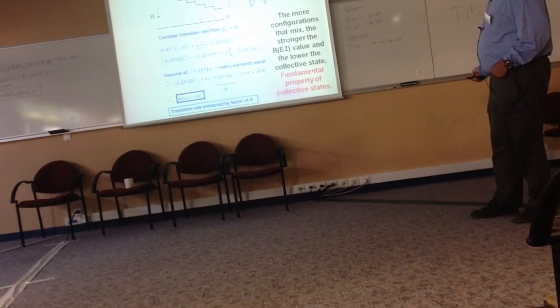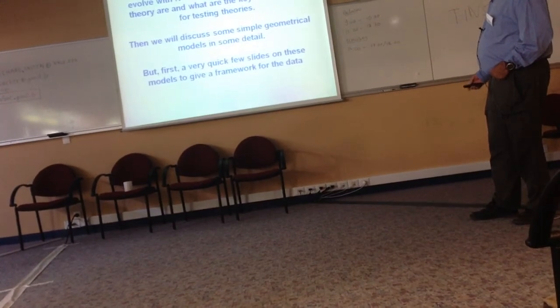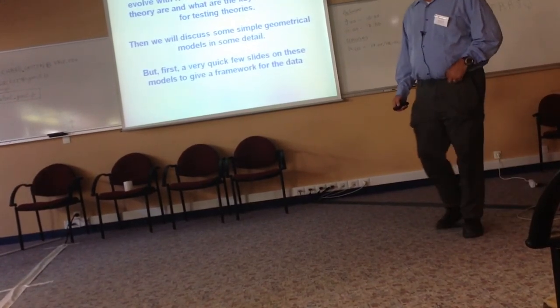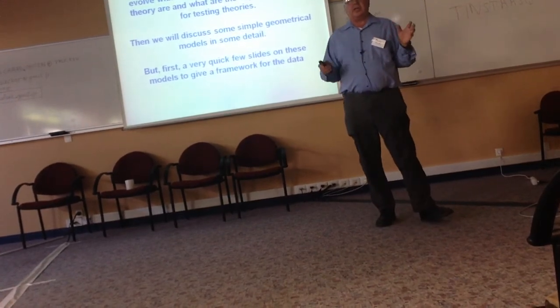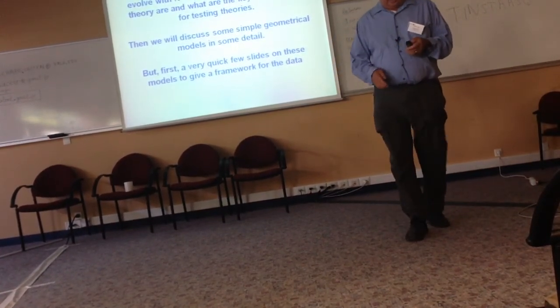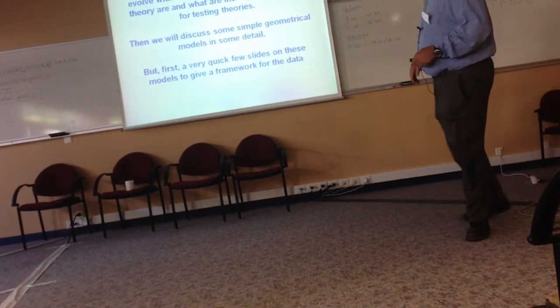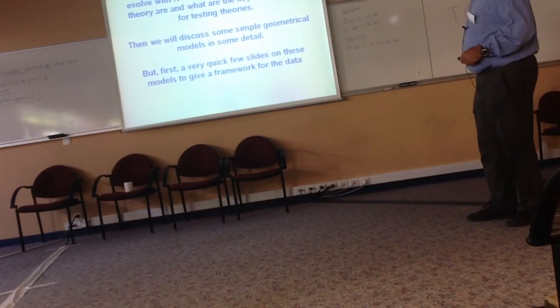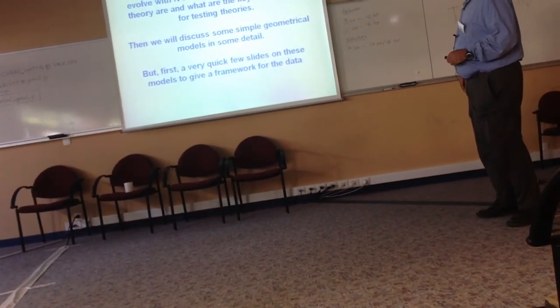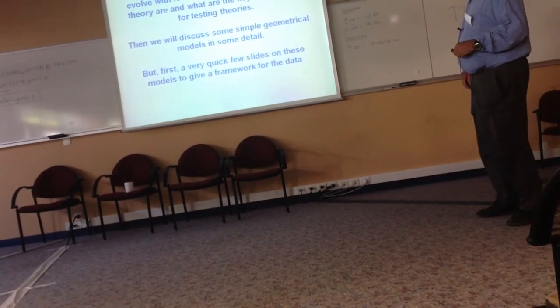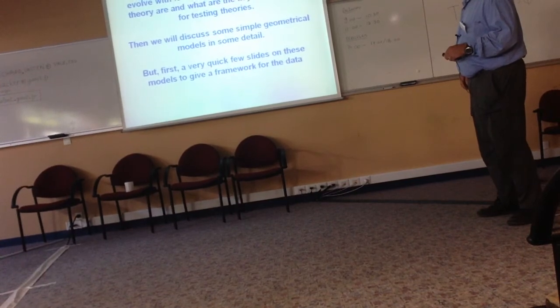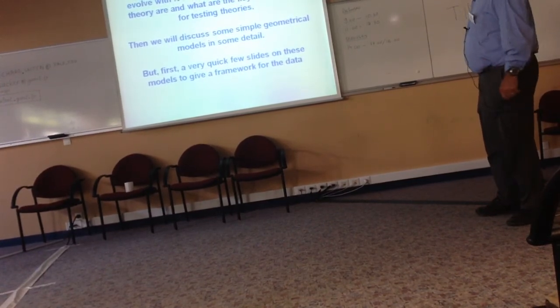It's a fundamental property of collective states. Okay, so that's a kind of quick introduction to two-state mixing, and now I want to start to look at some of the data. I want to look at nuclear level schemes, how they change with proton and neutron number, what the challenges for theory are, and especially what are the key observables for testing theories.